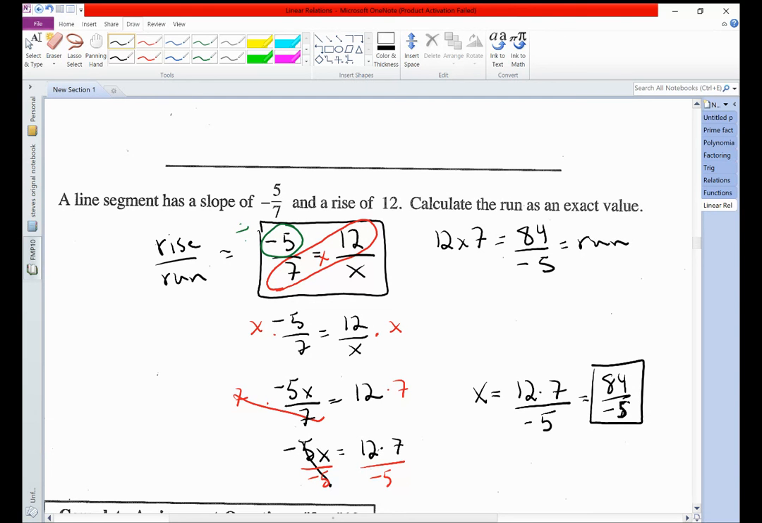All right, I think that's pretty much it. We're going to get on to the assignment. So just remember, slope is equal to rise over run.